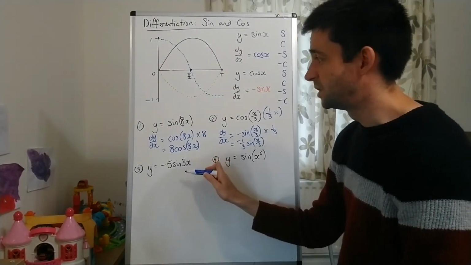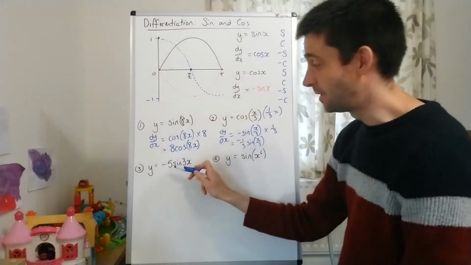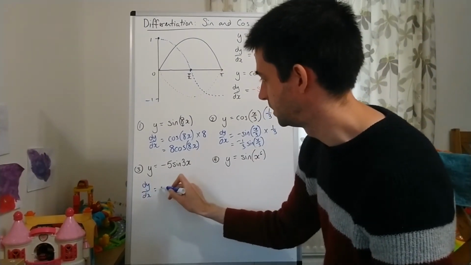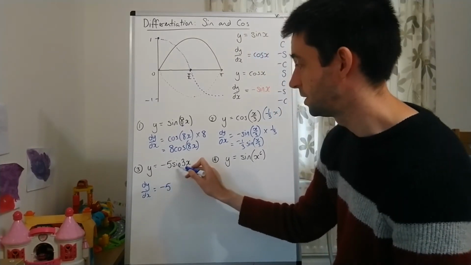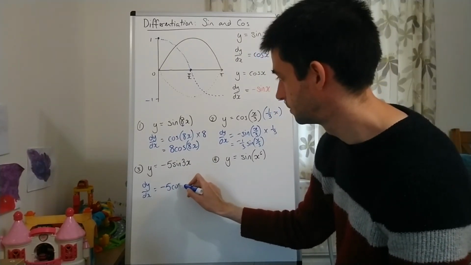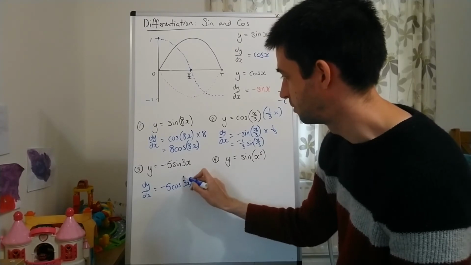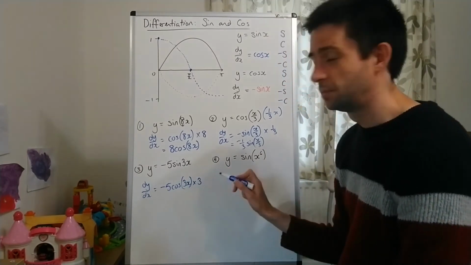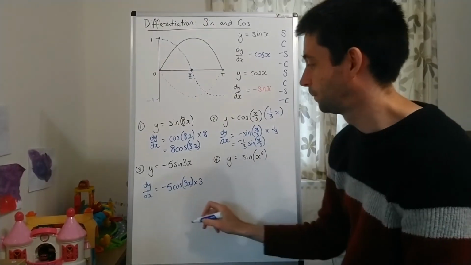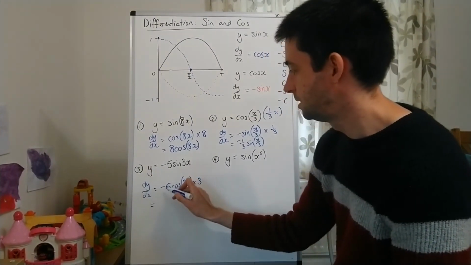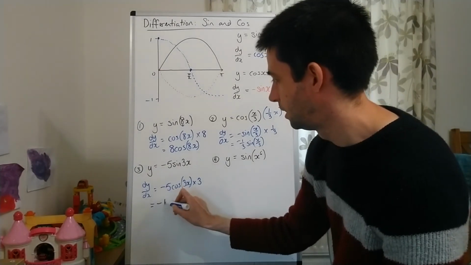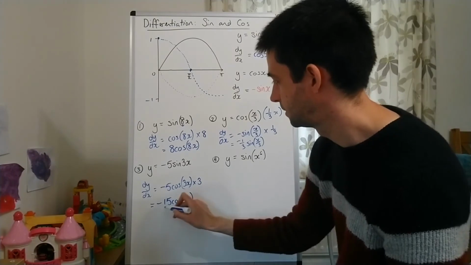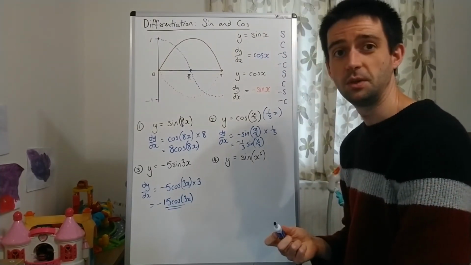Number 3, very similar to number 1 really, we've just got negative 5 in front of it. So dy by dx, that negative 5 is going to stay as it was. Sine differentiates to cos. It's still 3x, I'll put a bracket around that. But because it's 3x, I multiply by 3 because that's the differentiated bracket. So negative 5 times 3, I have negative 15 cos of 3x as my expression for dy dx there.